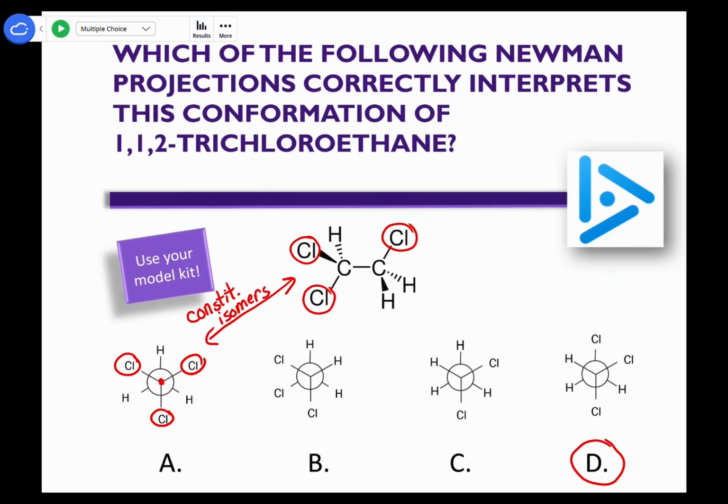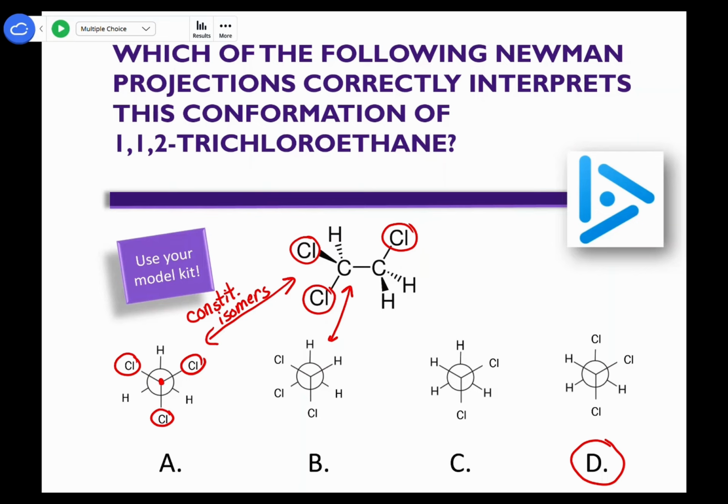Okay, if we look at B, how is B related to our molecule of interest? We're going to do hands up. Is it an isomer or is it a conformation? Hands up for isomer. Hands up for conformer. That's correct. So it's the same connectivity.